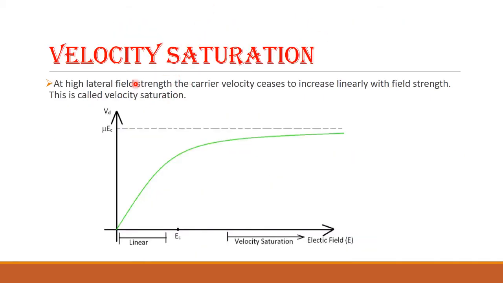Velocity saturation. At high lateral electric field strength, the carrier velocity ceases to increase linearly with field strength. So this is called velocity saturation. So this is linear, then at the velocity saturation, the velocity gets saturated.